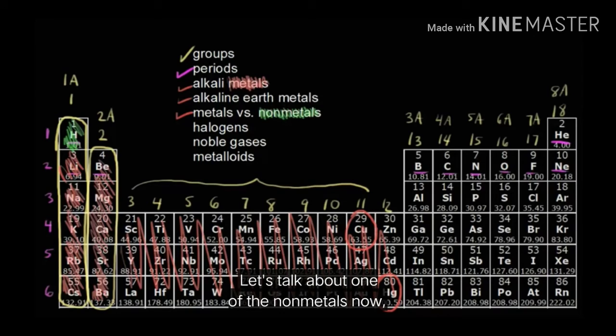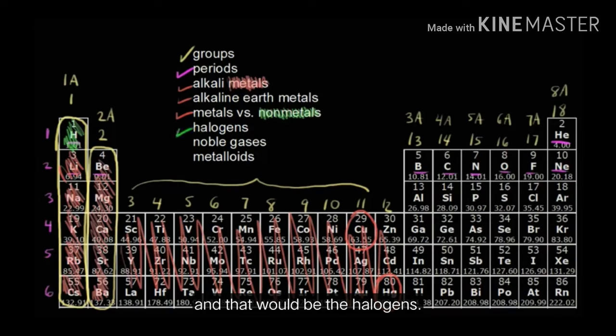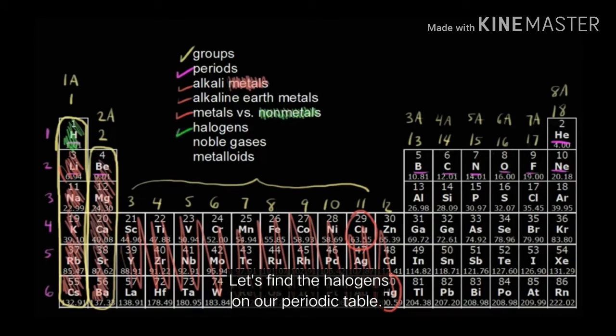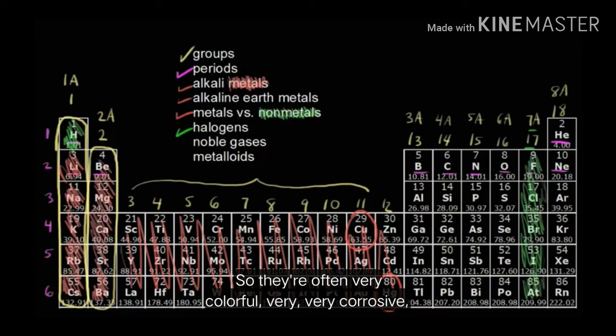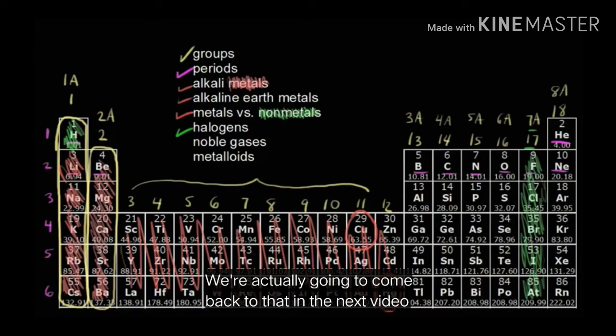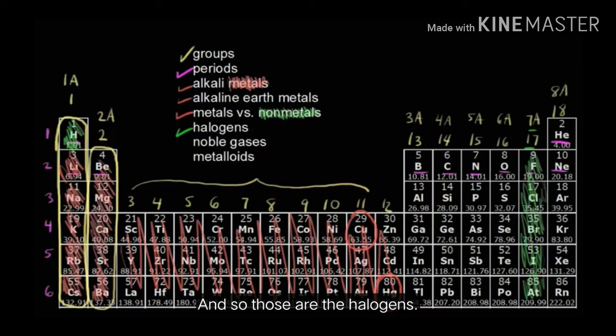So let's talk about one of the nonmetals now, and that would be the halogens. And so let's find the halogens on our periodic table. You find them in group 7A or group 17, and so things like fluorine, chlorine, bromine. So here are your halogens right in here. So halogens are very reactive nonmetals. So they're often very colorful, very corrosive. And the name halogen actually means salt former, and so we're actually going to come back to that in the next video when we look at some electron configurations and we talk about why these things are so reactive. And so those are the halogens.